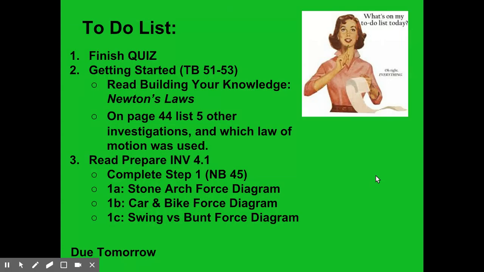So your to-do list today looks like this. First of all, finish your quiz. You should do the Getting Started. That's your textbook pages 51 to 53. Read the Newton's laws. And then on page 44 in your notebook, you're going to list the investigations and what law was used. And then you need to prepare investigation 4.1. That's in your notebook on page 45. And you're going to complete some force diagrams for a stone arch, a car and bike, and a swing versus a bunt. All this is due tomorrow.